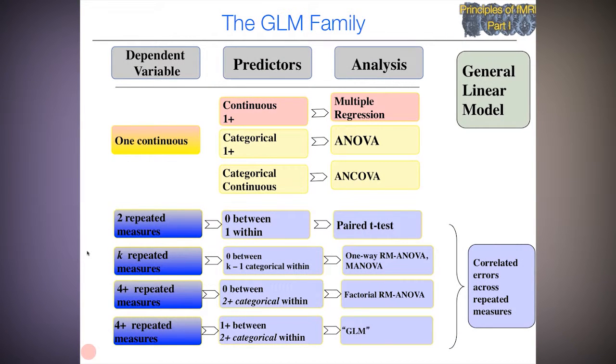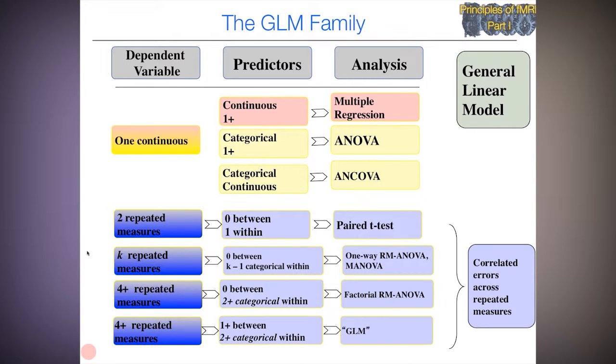Another important extension of the GLM is the case where we have multiple observations on the same people, or repeated measures. So all of these in blue here are repeated measures designs, and they essentially involve correlations in the error structure. So if I test one person at time 1, time 2, time 3, that's repeated measures. And because I have multiple observations on the same people, those observations are linked by the person. They're no longer independent from one another. So that's a repeated measures design.